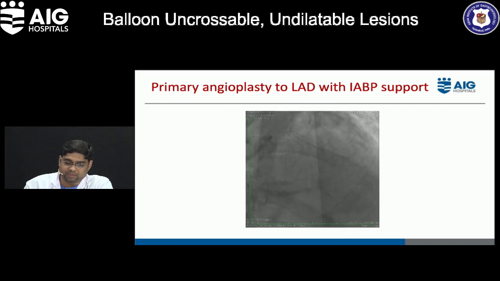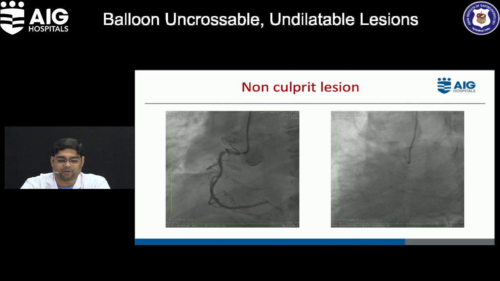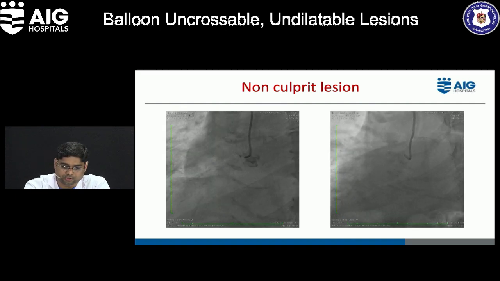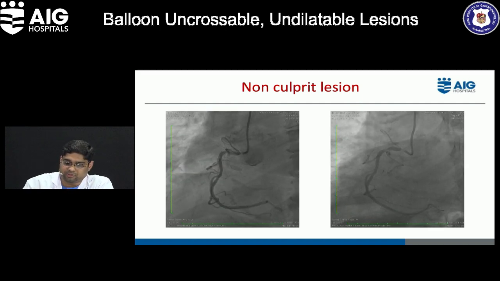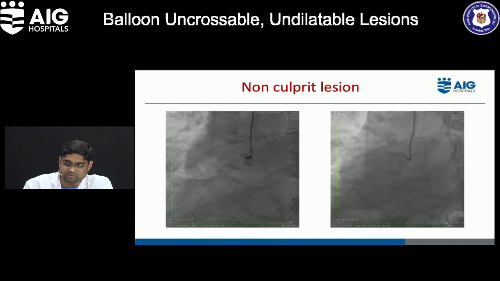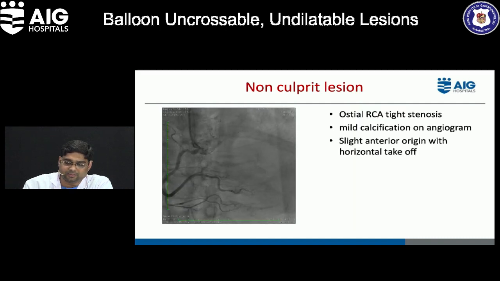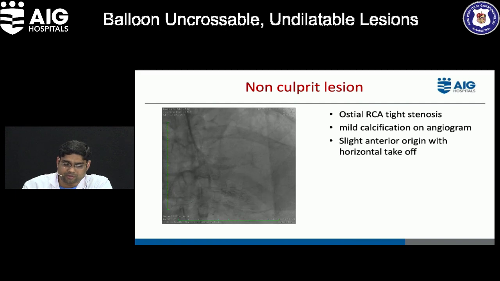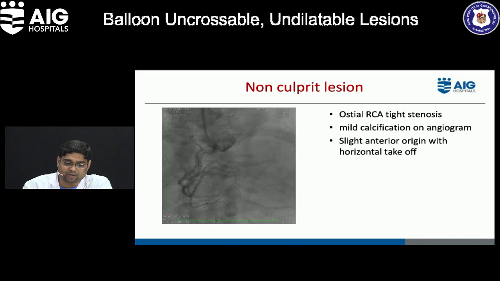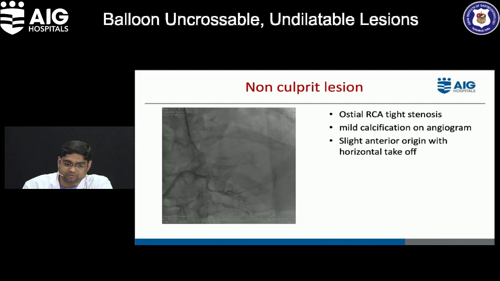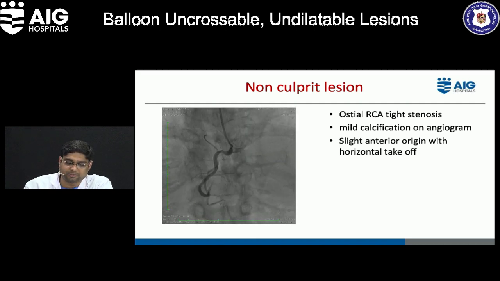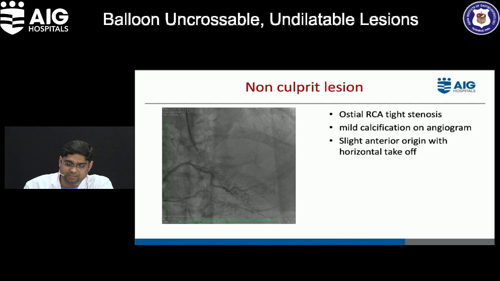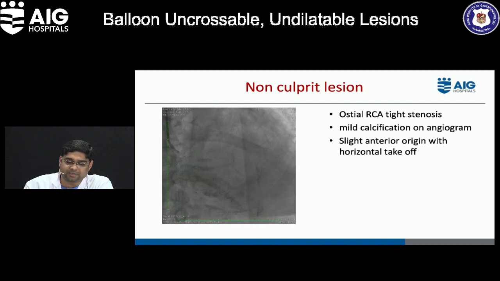At the same time, the non-culprit vessel, the RCA, showed an ostial 99% occlusion. The rest of the vessel was fine. We gave NTG and took another shot, which also showed 99% occlusion. There was mild calcification visible on the angiogram, but not significant calcium, and the origin was slightly anterior with a horizontal takeoff. This lesion was not tackled at the same setting because she was a little unstable, so we waited for a week and then brought her back for elective angioplasty to the RCA.